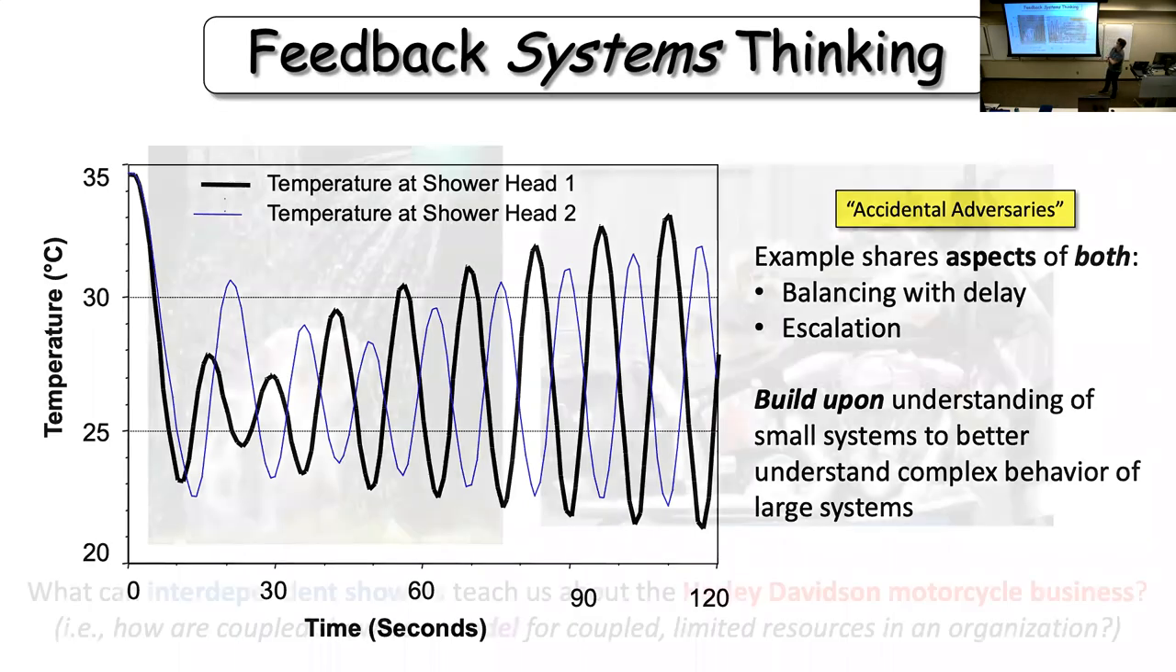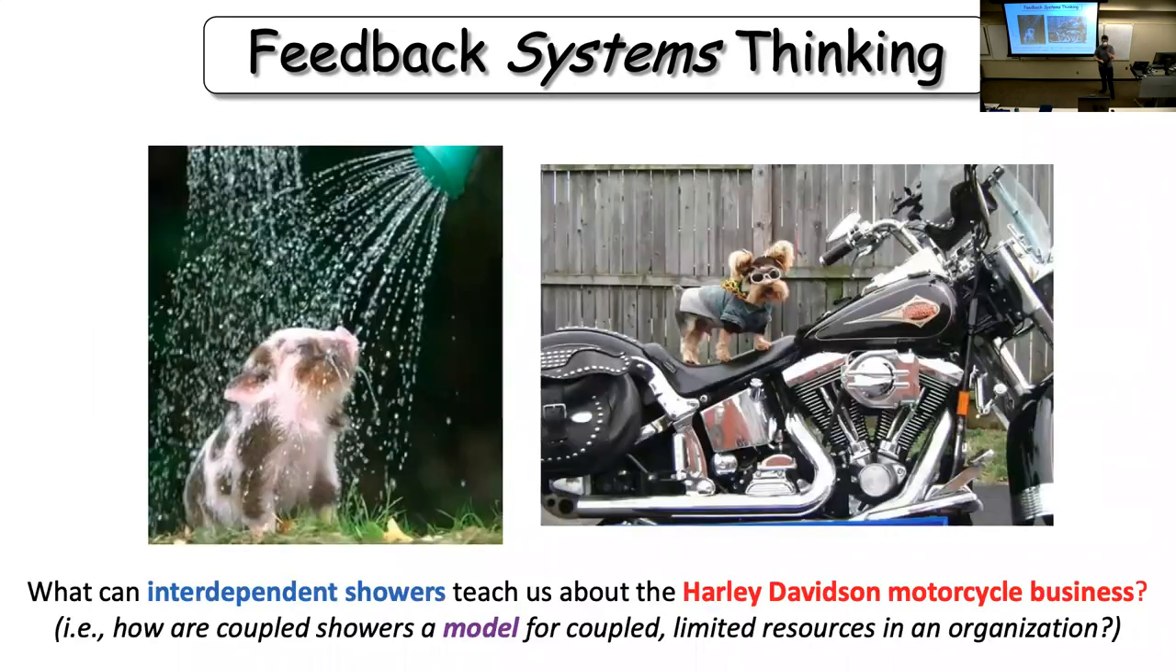Great. All right, so that's the accidental adversaries archetype. It's an archetype that actually goes beyond the archetypes that we'll talk about in the Unit C document, but it's just one I'm throwing in there as a bonus since Morecroft mentioned it. Now, this archetype doesn't only apply to showers, like this cute little pig over here, but as Morecroft points out, from an example from his own consulting work, it also applies to the construction of motorcycles and motorcycle parts.